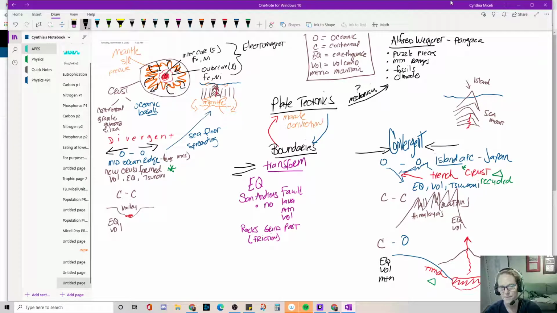And where this dives down, both for the ocean and for the continental, that's called a subduction zone. Literally just where the crust goes down. Subduction zone. So that's important to know. Let's see, what else do I want to tell you about?